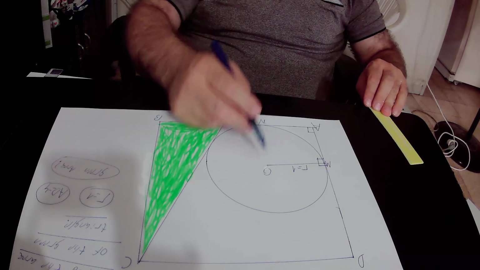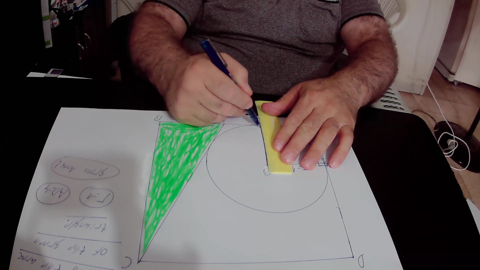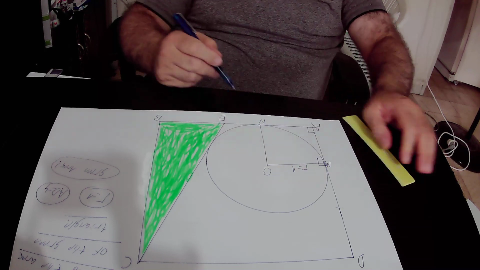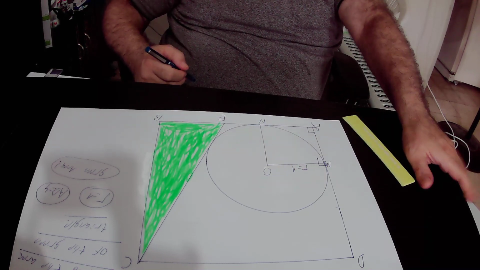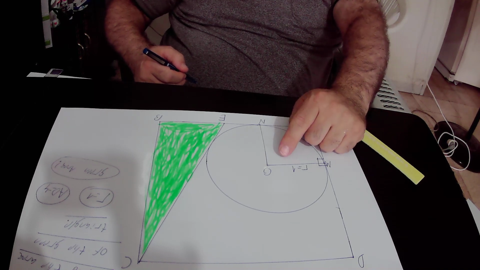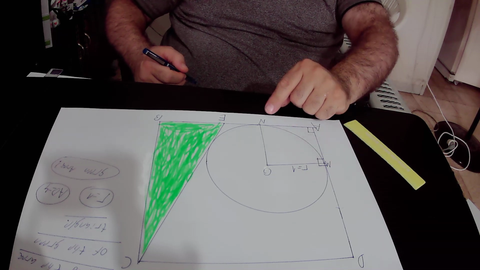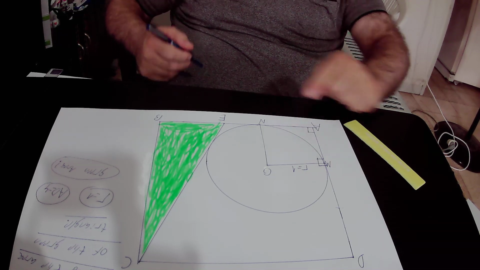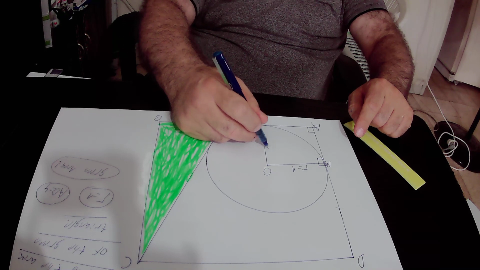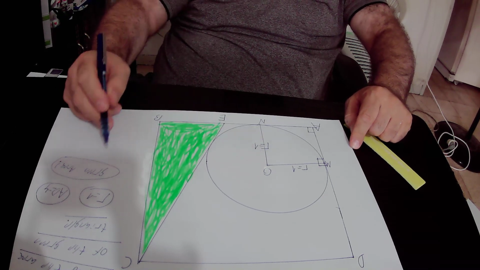We will join points O and N by a straight line. ON is the radius of this circle because segment ON starts from the center of the circle, that is to say from point O, and ends at point N, that is a point on the circle itself. Therefore, ON is the radius of this circle, that is to say it equals 1 unit, according to what is given to us in the question.